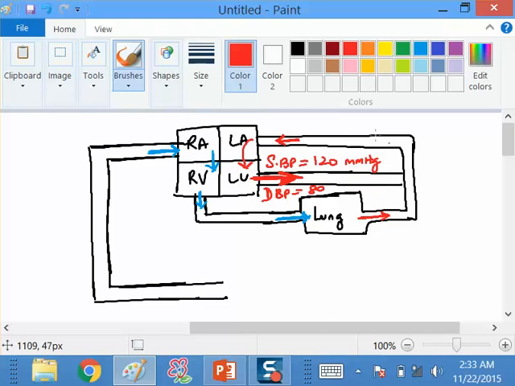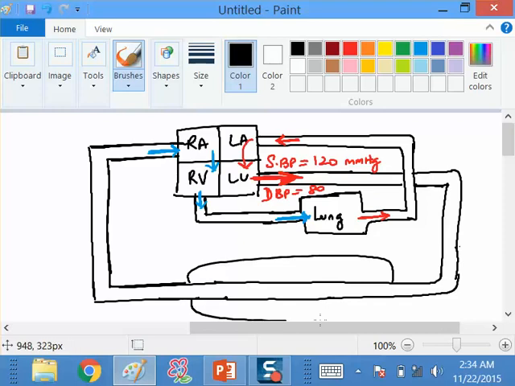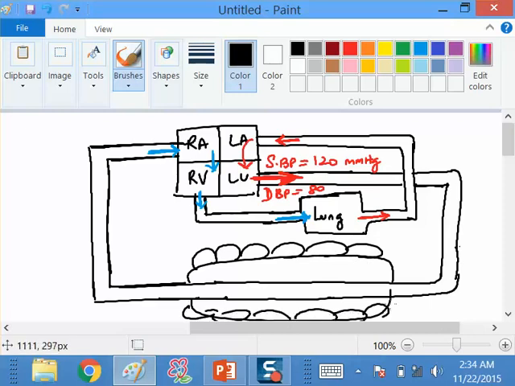Okay, now from the aorta, it goes to the branches of the aorta, right? It goes to the large artery, medium sized artery, small artery, then it becomes a capillary, right? So consider this is the area of the capillary network, and we have cells here, tissue cells, right? Because the capillaries go to the tissues. These are the tissue cells, understand?